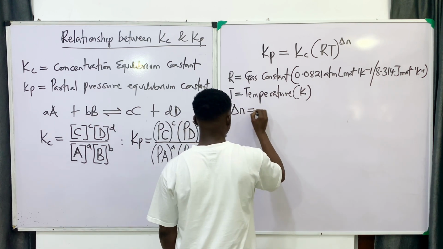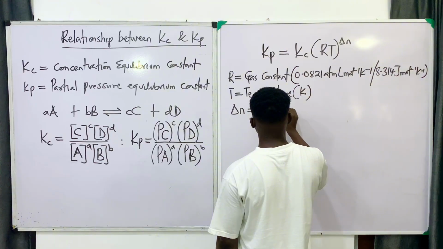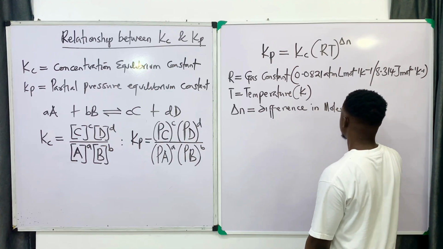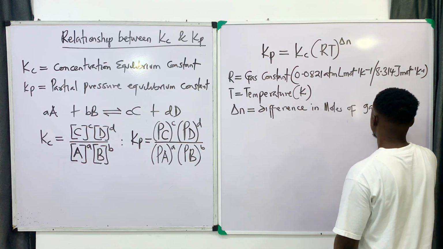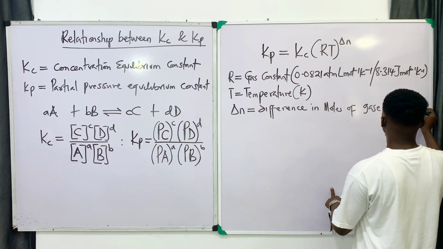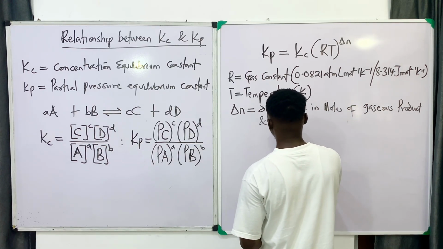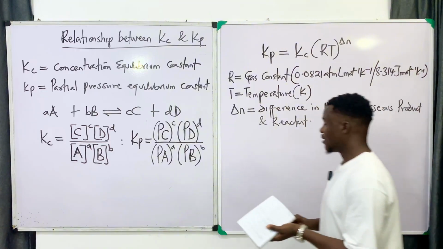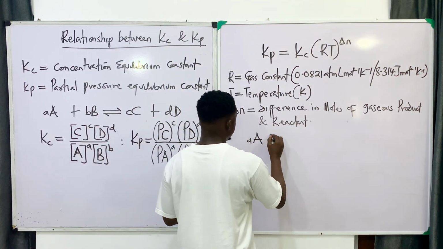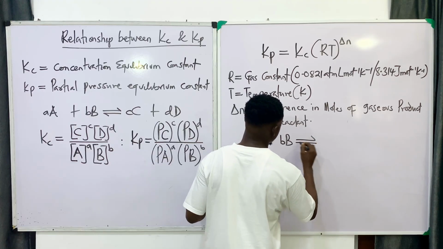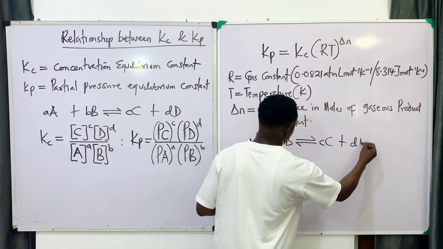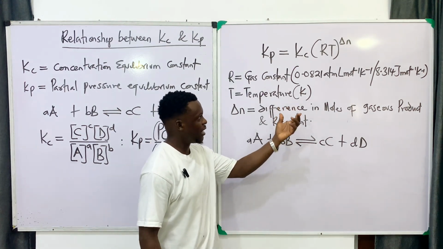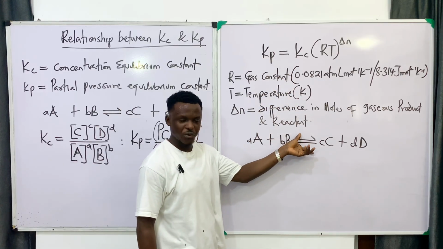Now this delta n is the difference in moles of gaseous products and reactants. Well, this simply means that if they give me something like A plus B giving C plus D, because if you're asked to carry out this calculation, they must always give you a chemical reaction.